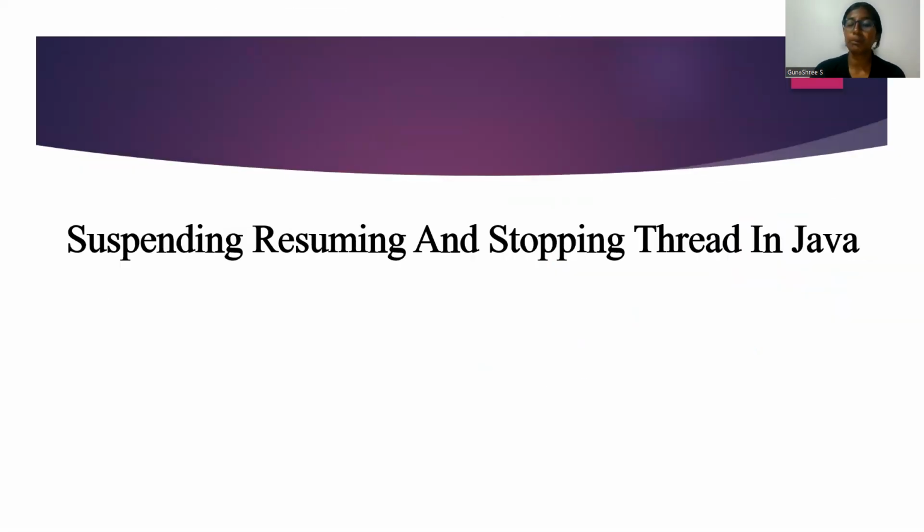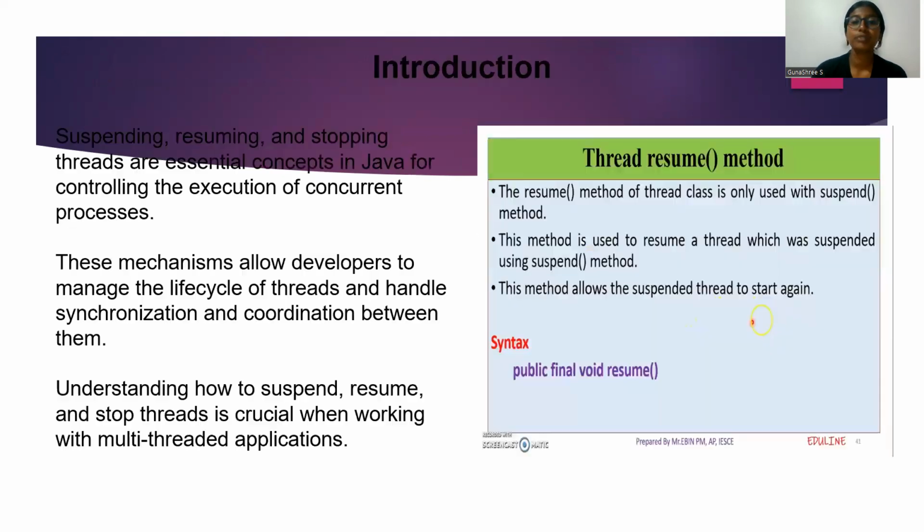Moving on to the second topic, suspending, resuming, and stopping threads in Java. These three thread concepts are essential in Java for controlling the execution of concurrent processes. These mechanisms allow developers to manage the life cycle of threads and also handle synchronization and coordination between threads.